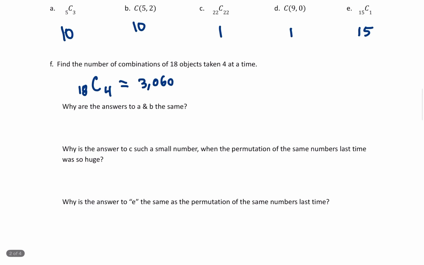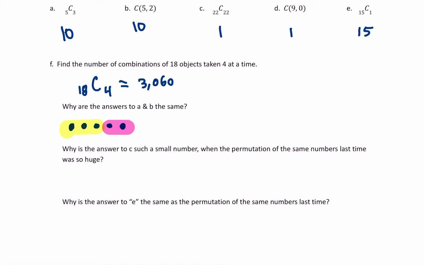Okay, so let's talk about some of these answers here. Why are the answers to A and B the exact same? Let's think about this. If I have 5 different objects here, and then I go back and I choose 3 of them, so I've chosen these 3, well, that leaves me with 2 things over here. 2 objects, 2 people, 2 whatever.